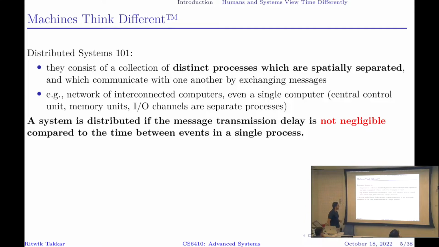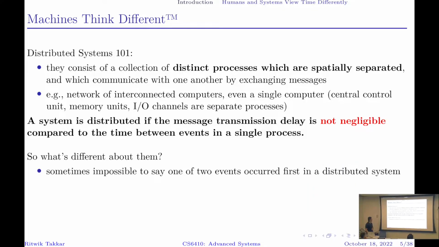Quick 101 on distributed systems. The part in bold is important. So just a quick question. If you have a network of computers, and they have negligible transmission delay compared to the time between events in a single process, could you still say it's a distributed system with negligible delay? No, right? All right. I guess your own computer would be such a system with negligible delay.